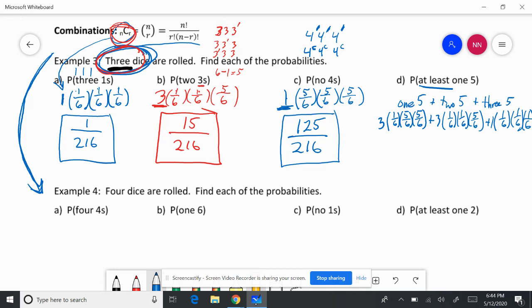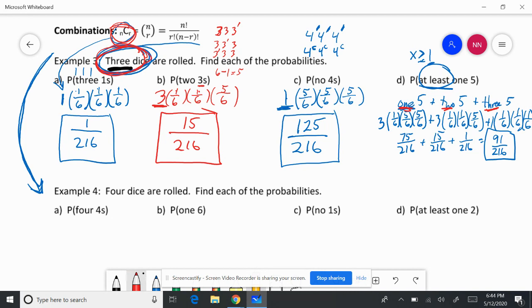So what we're going to do is we're going to take our 75 out of 216. We're going to take our 15 out of 216. And we're going to take our 1 out of 216. And that gives us 91 out of 216. So this is the long way of finding at least. At least we could think of as an inequality. It means greater than or equal to. So that's why it includes 1, it includes 2, and it includes 3. It doesn't include more than 3 because we're only rolling 3 dice.